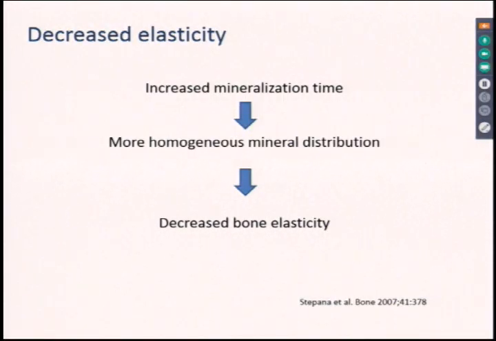Another phenomenon that happens when you treat someone with bisphosphonates is decreased elasticity. Remember how I told you that you inhibit phase 1 and phase 2, which is bone breakdown and bone formation, and then you have more time for phase 3, which is bone mineralization. So now the bone has much more time to accumulate mineral on it, which is good for strength, but is bad for elasticity. The tissue is becoming too stiff and too homogeneous.